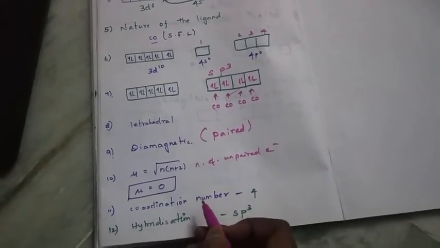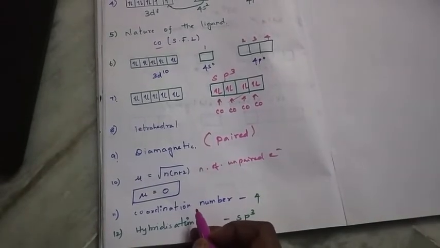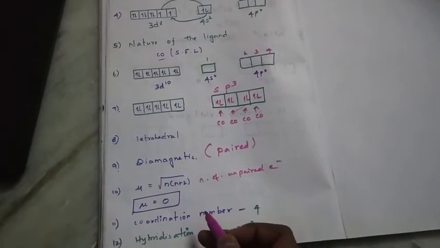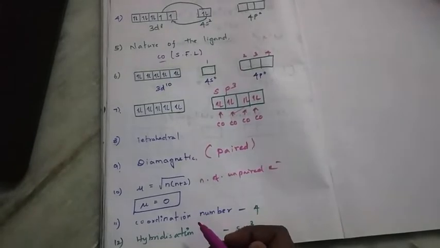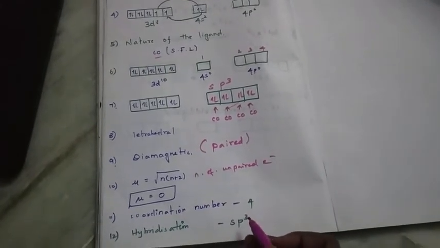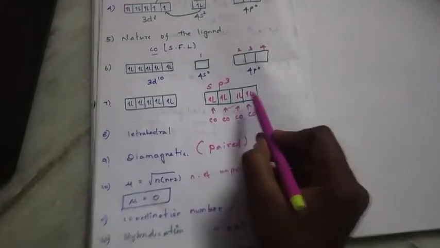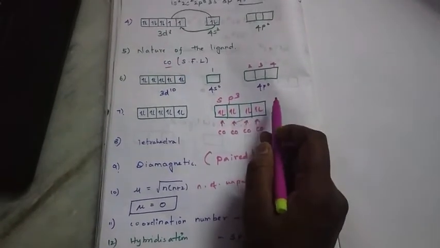Then coordination number. You know how to find out the coordination number. It is very simple. How many ligands are there? 4 ligands are there, so the coordination number will be 4. Then hybridization, we already found out sp3 hybridization.